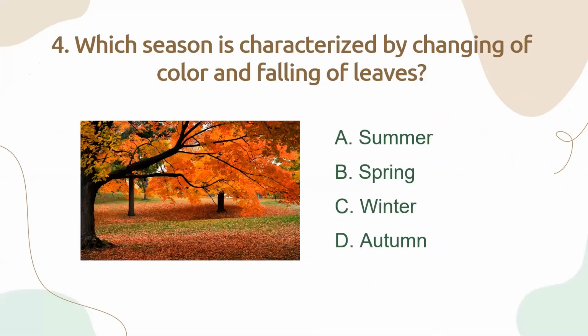Question number 4. Which season is characterized by changing of color and falling of leaves? A, summer. B, spring. C, winter. D, autumn. Nice, it is letter D, autumn.